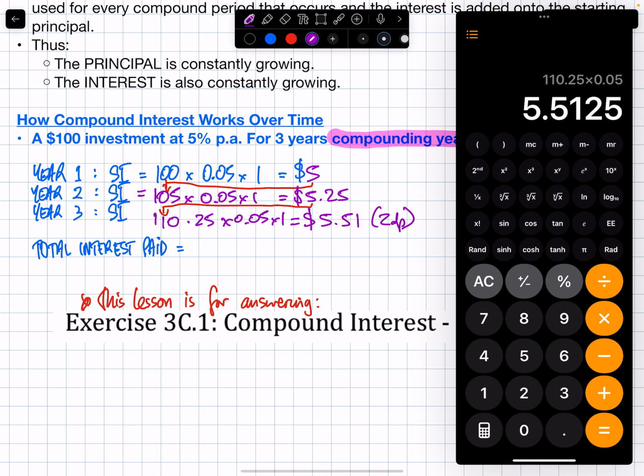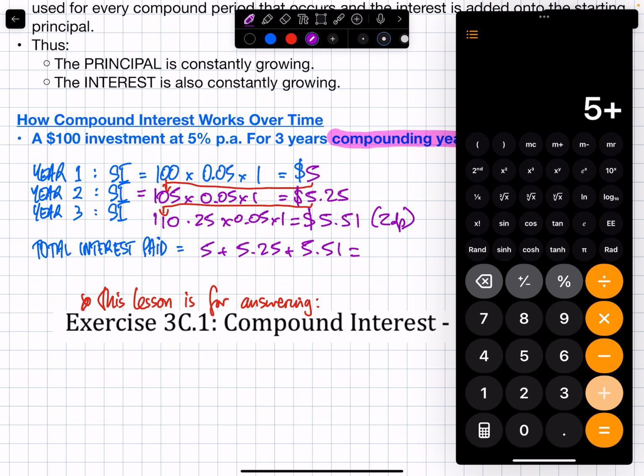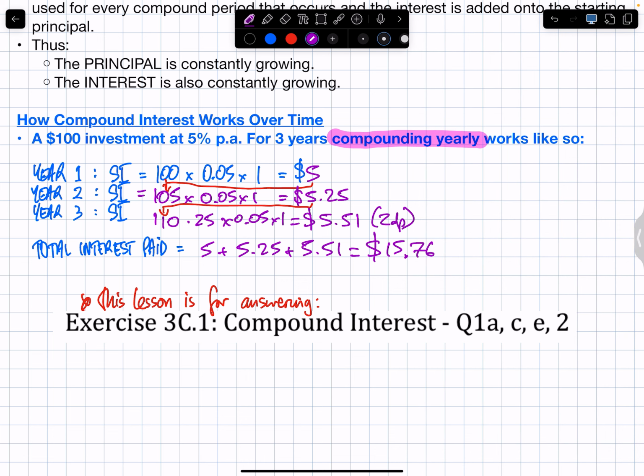So now what's the total interest paid? It's not $15 anymore. It's 5 plus $5.25 plus $5.51. 5 plus 5.25 plus 5.51. $15.76. And so once again, you're going to tell me that's barely anything. It's only 76 cents more. Yeah, okay, because you only put $100 in. But when you're an adult, you might be putting 20 grand in. And so you would rather that extra, because it's going to be significantly more, for literally just having your money in the bank. Okay?